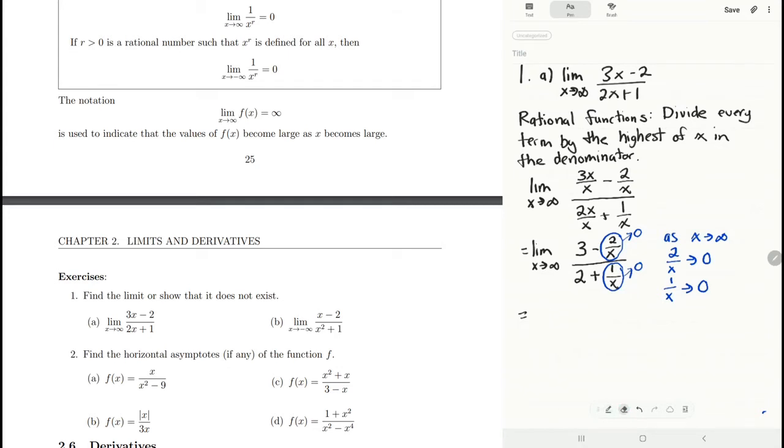So now, we can simplify our limit. So we have 3 minus 0 divided by 2 plus 0, which is 3 over 2. And so the limit as x approaches infinity will go to 3 over 2. And because our limit goes to a finite number, this tells us that the line y equals 3 over 2 is a horizontal asymptote.